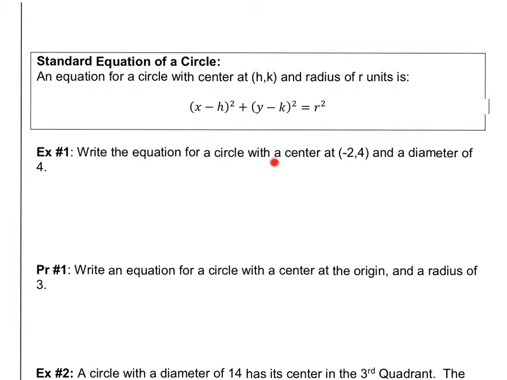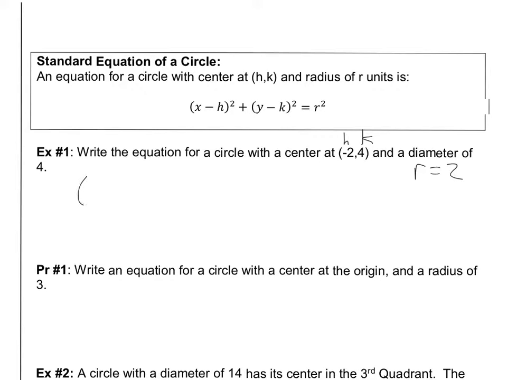It says, write the equation for a circle with a center at -2, 4 and a diameter of 4. Now that's tricky, right? Because we don't have a radius in here, so we have to make sure we recognize that if they say the diameter is 4, what does that really mean? It means that the radius is 2. And so let's just identify what this is. This is your h, and this is your k. The h is always the x value. The k is always the y. H comes before k in the alphabet, just like x comes before y. So an easy way to remember that.